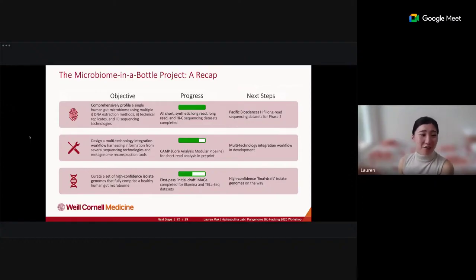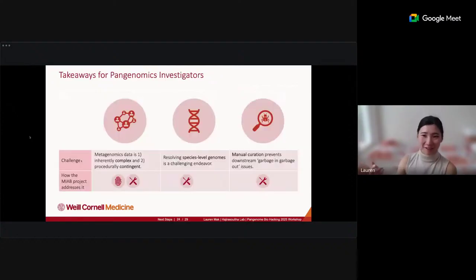In terms of the high confidence isolate genomes, I have made all of my first pass initial draft mags, and the high confidence final draft isolate genomes are on the way. So takeaways for Microbiome in a Bottle is that the challenges that I mentioned earlier, we've tried to address them with the Microbiome in a Bottle data set. It's not purely for pangenomics, but I think it's really applicable.